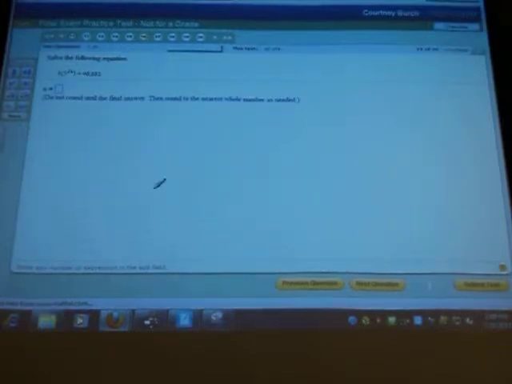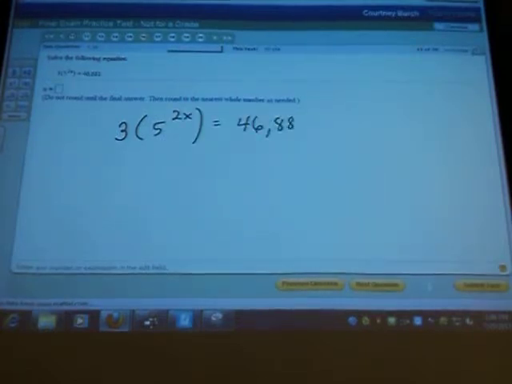Alright, number 16. Solve the equation 3 times 5 to the 2x power equals... What kind of equation is this? We have the x as a variable in the power, so it's an exponential equation. Thank you. X is in the power.